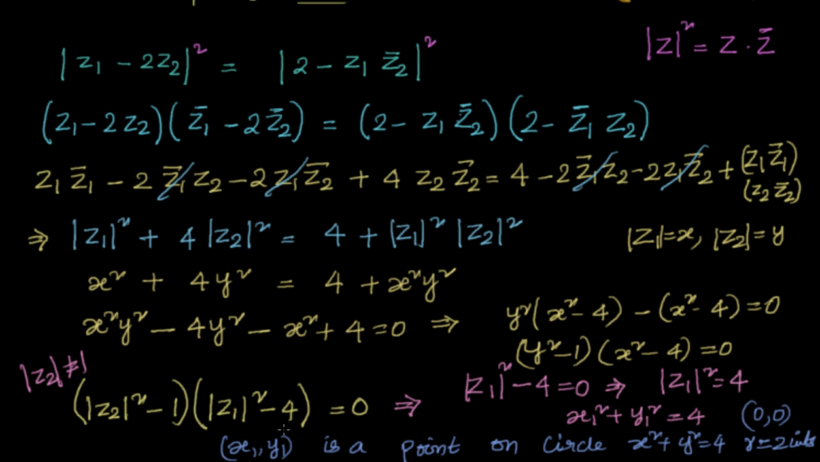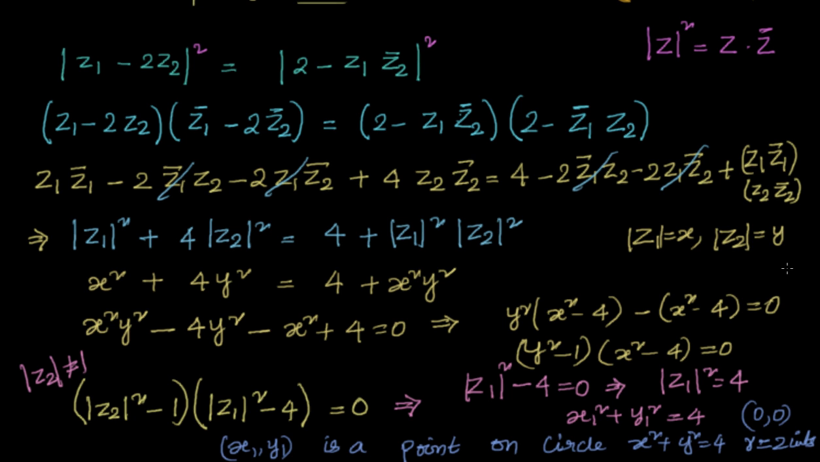We simplified that. We got mod of z1 square minus 4 into mod of z2 square minus 1. But we know mod of z2 square minus 1 is not equal to 0. The first part is not equal to 0, then obviously the second part should be equal to 0. If I take z1 equal to x1 plus iy1, then mod z1 square is nothing but x1 square plus y1 square, which is equal to 4. That means x1 comma y1 is a point on the circle x square plus y square equal to 4, which is having center at 0 comma 0 and radius equal to 2 units.